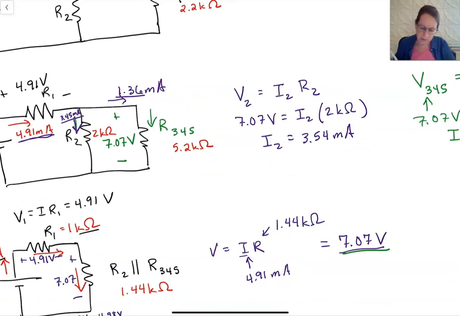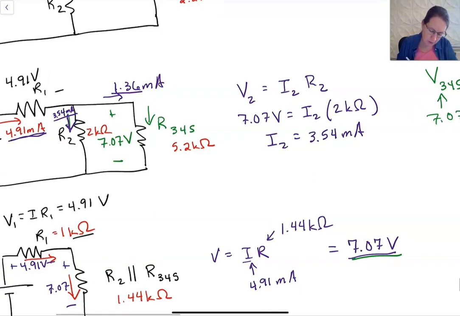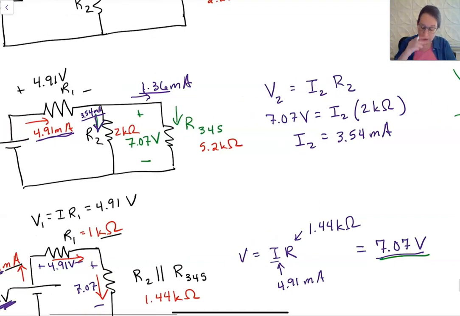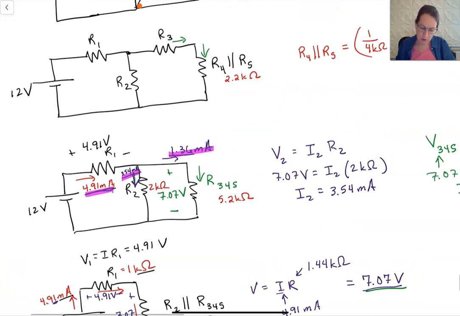Oh, sorry, this is not 3.45. My mistake, 5.4. I didn't write it correctly. There we go. Okay, so I get basically 4.9 milliamps. So that's correct. So that all matches up, because this current plus this current equals that current. Okay, so we'll carry this on.